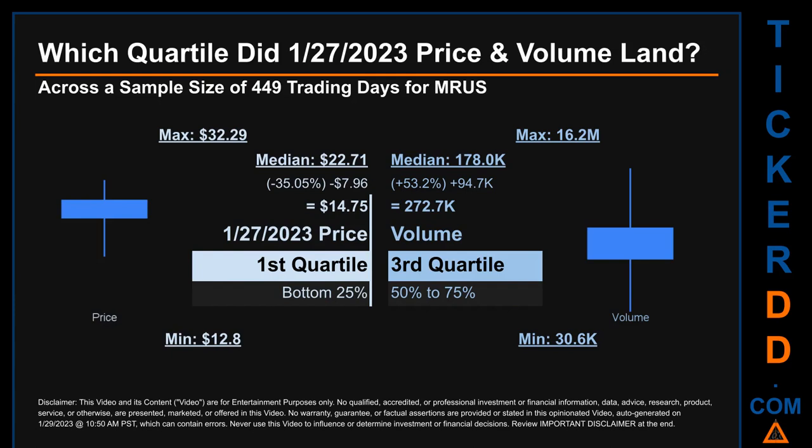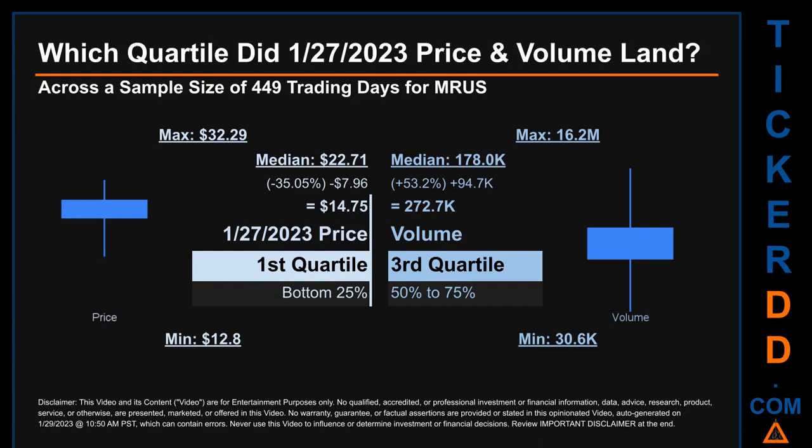The day's volume landed within the third quartile, that is within the 50% to 75% range of all sampled daily volume, which saw a max daily volume of 16.2 million and a minimum of 30.6 thousand. Quartiles tell us about the spread of a data set by breaking that data set into quarters, just like how the median breaks the set into half.